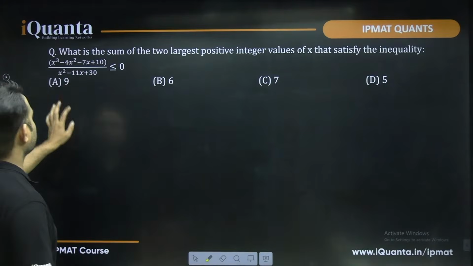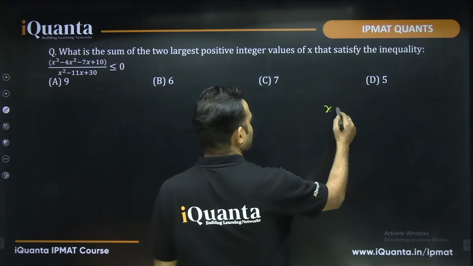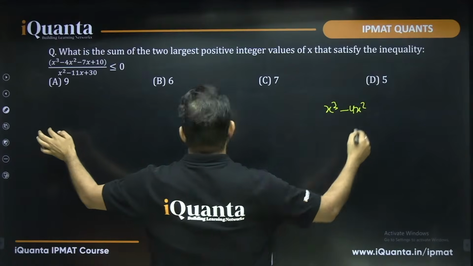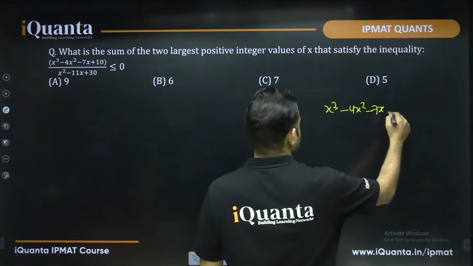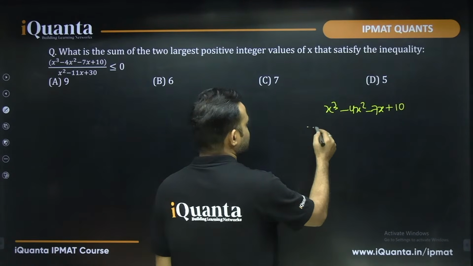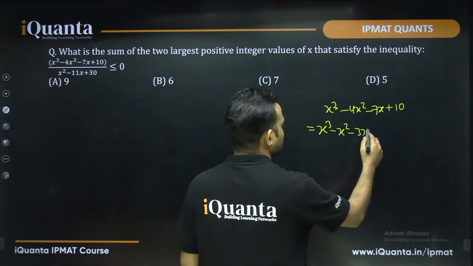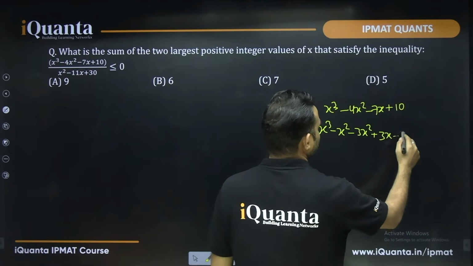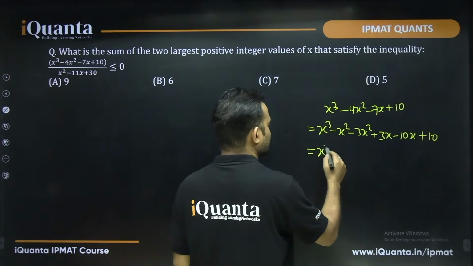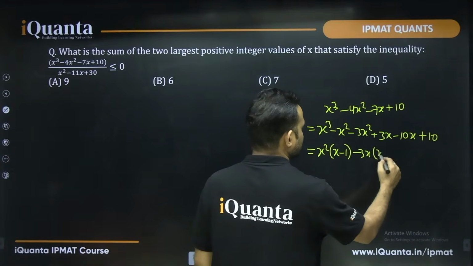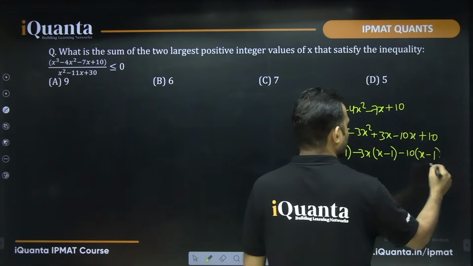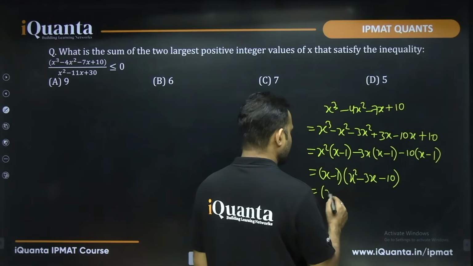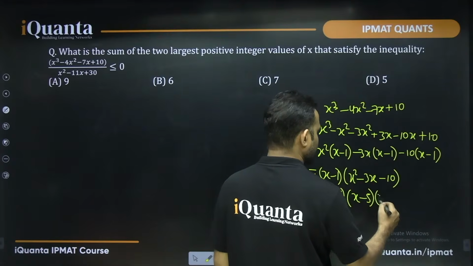Okay, what is the sum? So first of all, we need to factorize this polynomial: x cube minus 4x square minus 7x plus 10. If you put x is equal to 1, it becomes 0. That means x minus 1 is a factor. So let's try to factorize it: x cube minus x square minus 3x square plus 3x minus 10x plus 10. So I can take x square common. I get x minus 1, then minus 3x, x minus 1, then minus 10, x minus 1. Then I can take x minus 1 common. I get x square minus 3x minus 10. Then we can write it as x minus 1, x minus 5, and x plus 2.